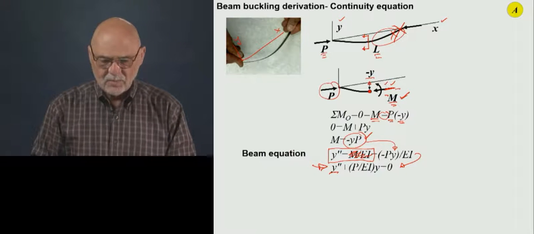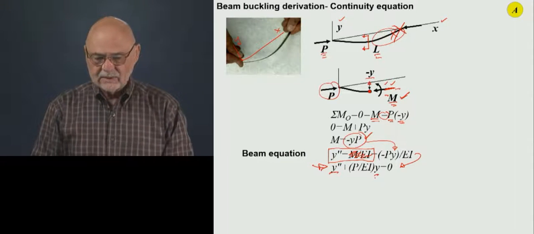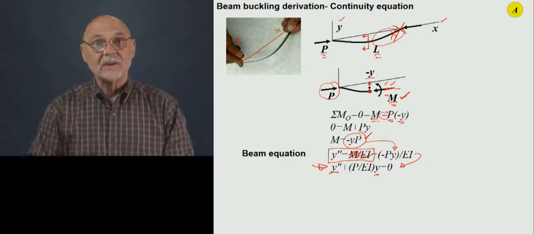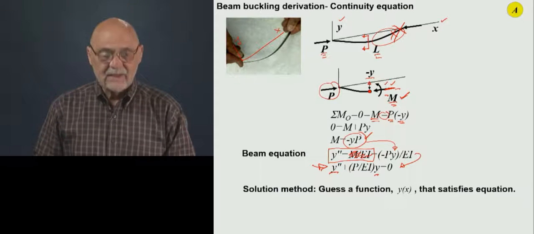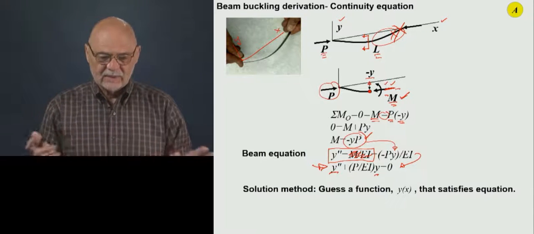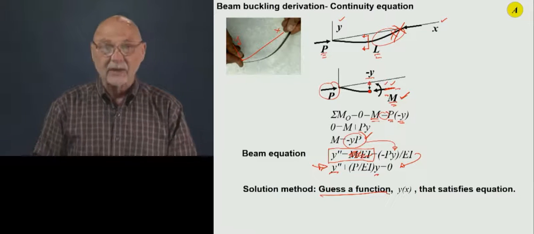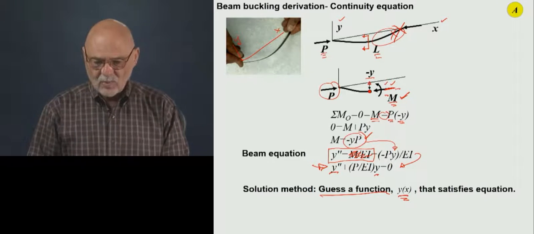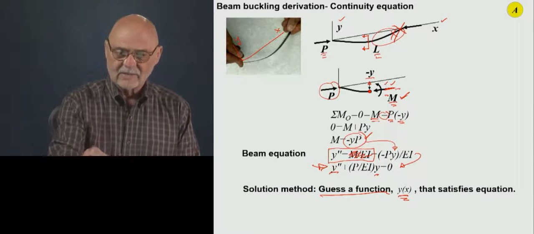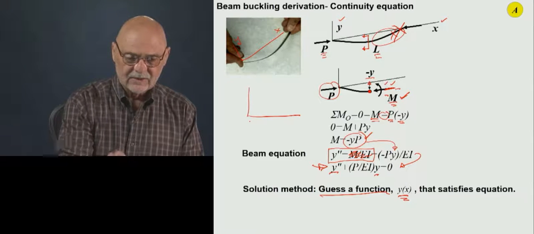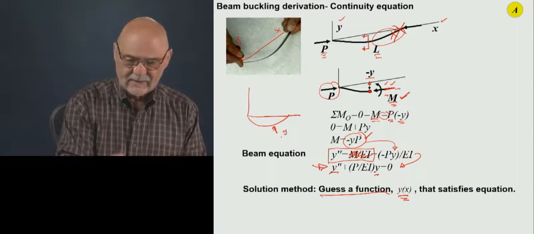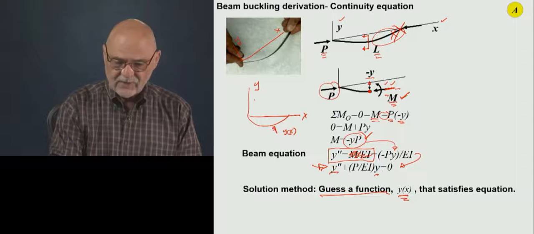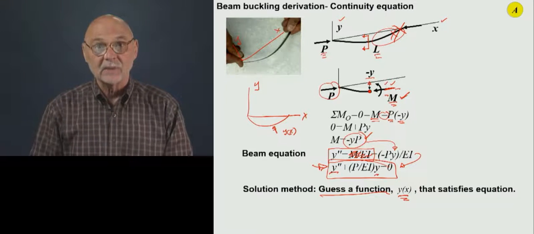We have y double prime and we have a y, and we need to determine, well, what is the shape y that will satisfy this equation. Okay? And if you remember from differential equations, one of the techniques is, you just guess the answer and then see if it works. So we want to guess at a shape. Y is a function of x. That basically defines the curve. That's the shape of the buckled beam that will satisfy the differential equation that we just determined.